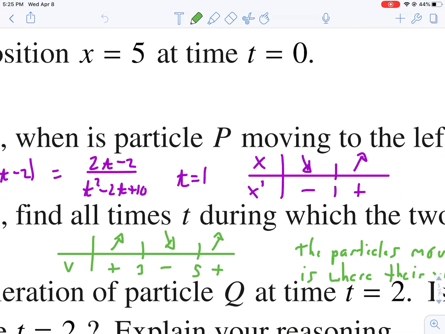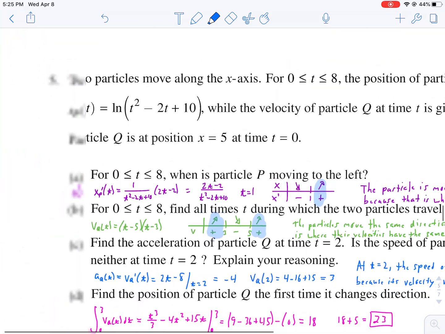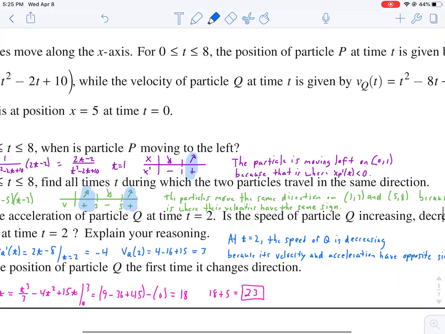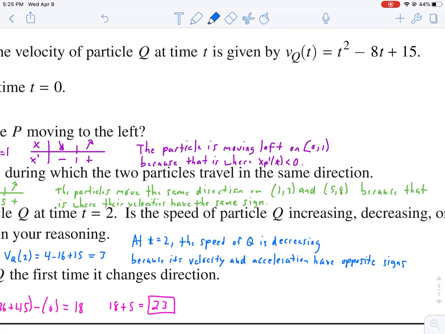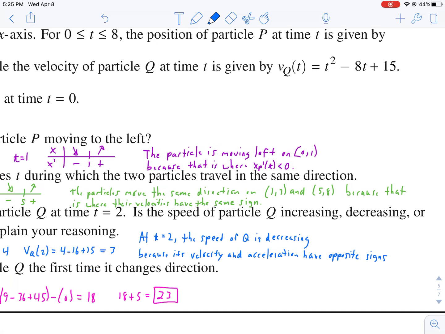Okay, the purple one is negative up until 1, and this one's positive, so they're not the same there. Then this one's positive up until 3, and this one's positive everything after 1. So from 1 to 3, they're both positive, and then from 5 until it ends, they're both positive, which I believe was 8. Okay, so the particles move the same direction on 1, 3, and 5, 8 because that is where their velocities have the same sign.